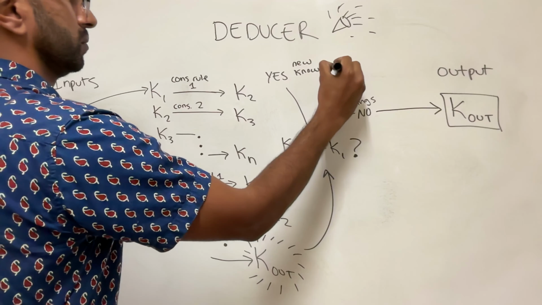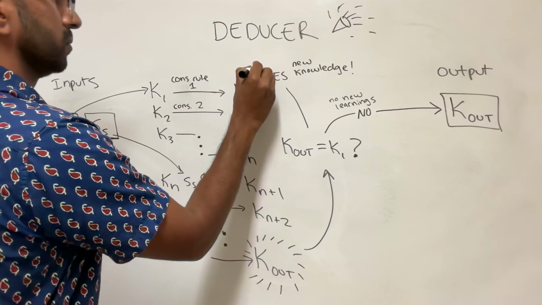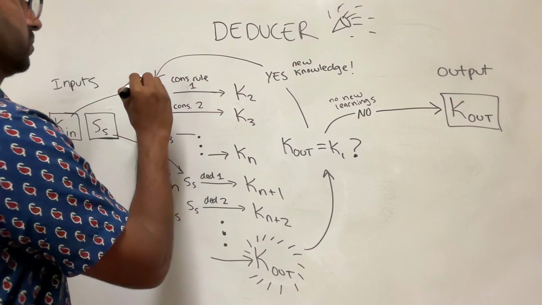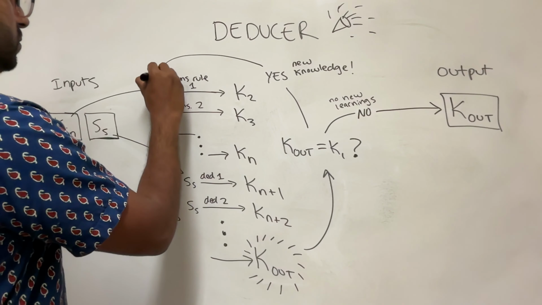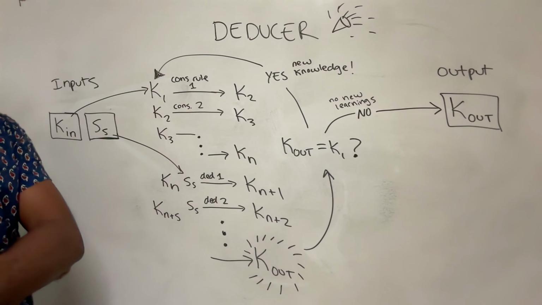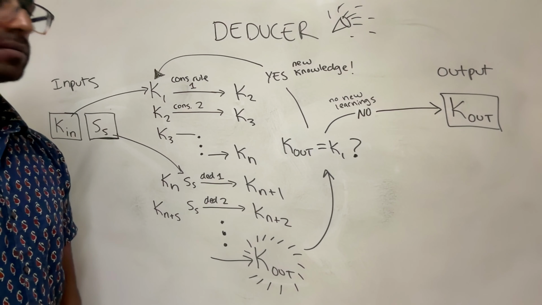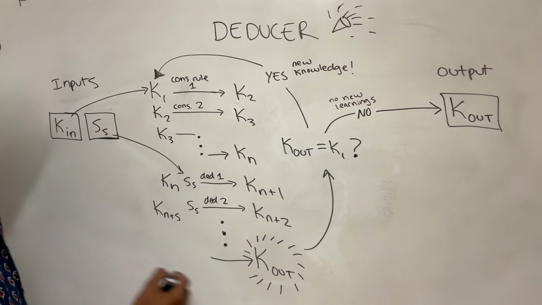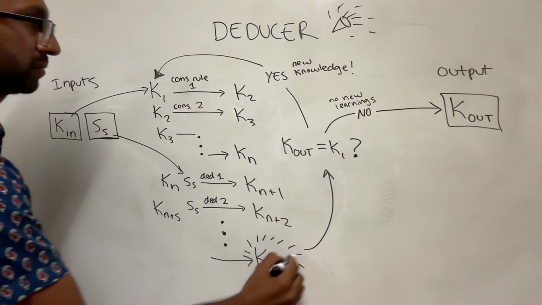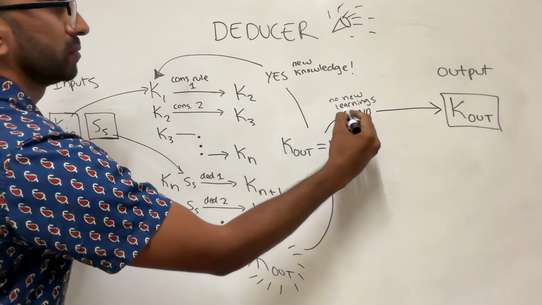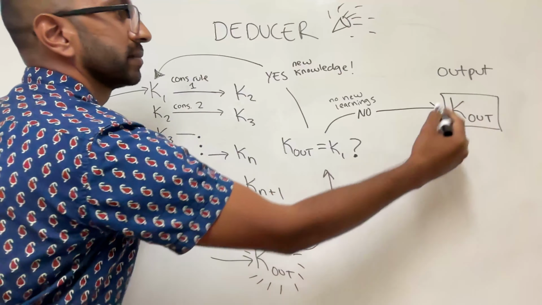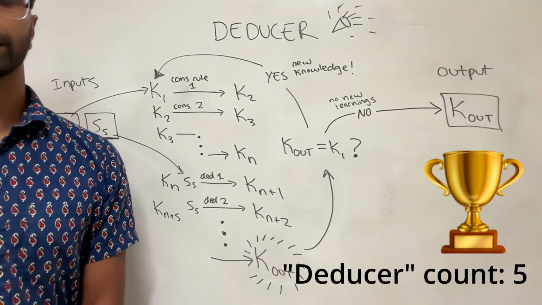If they are unequal, that means we learned something new, and we should pass it through all of the consistency and deduction rules again. We'll take this k out and pass it back through like it's the k1, through all the consistency rules, all the deduction rules, and get a new k out. We'll keep looping this until finally one of those loops doesn't yield any new knowledge, which means we have learned as much as we possibly can, and we'll return that from the deducer.